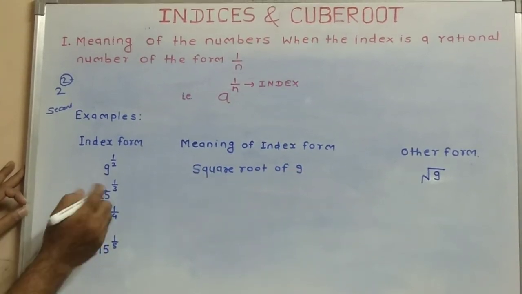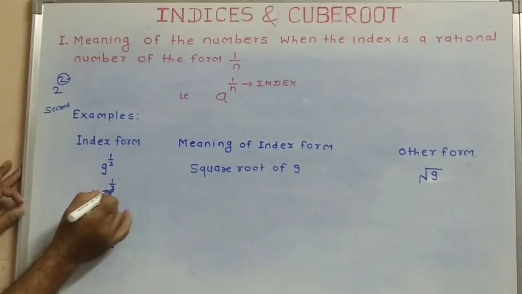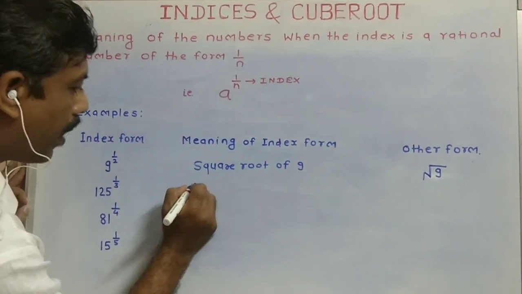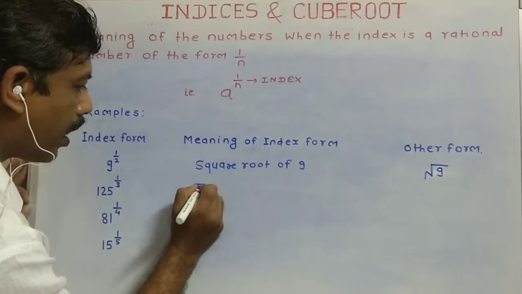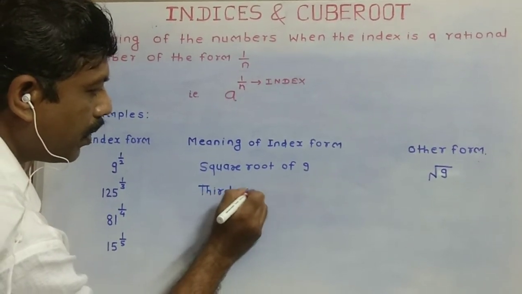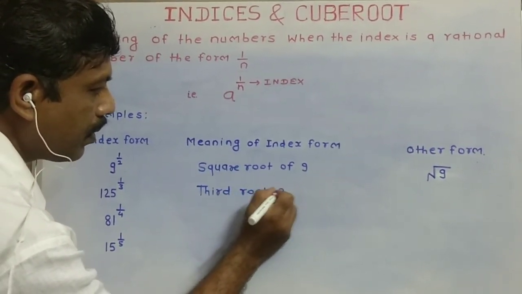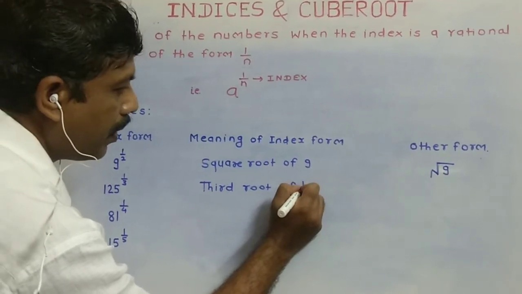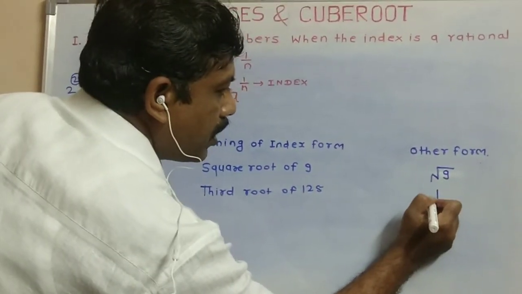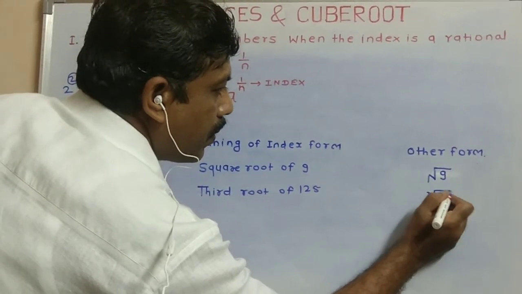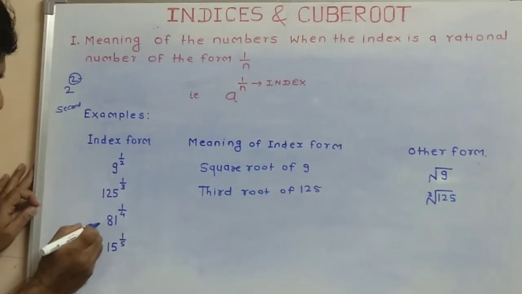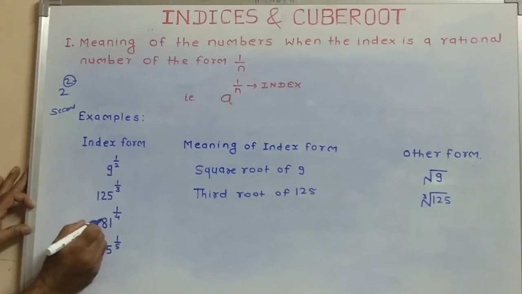Now in a similar manner, what will be this 1 upon 3? This will be the third root of 125. You can write it as third root of 125. How can we write it in the other form? That is the third root of 125.